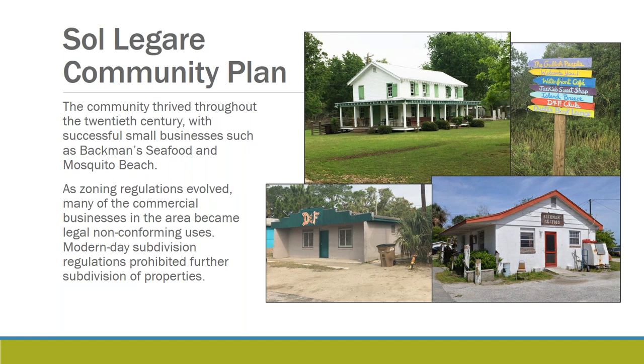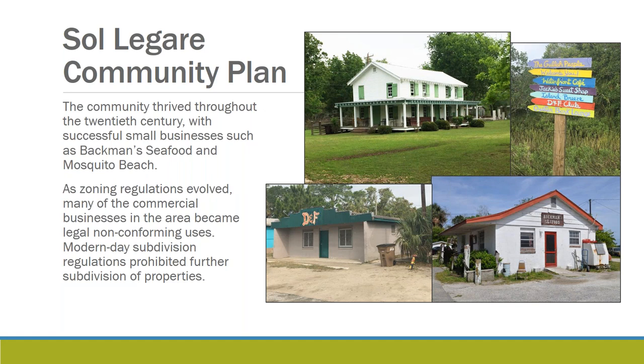Soligree thrived throughout the 20th century as a small community, having many small businesses, such as Beckman Seafood, which is pictured here, a commercial fishing operation with a shrimp dock at the end. There were several general stores and ice cream snack shops. There's Mosquito Beach, which was a tourist area for African Americans in the mid-20th century. And it was one of the few beaches actually available in the area in the midst of segregation. So it's a historical landmark in its own regard.